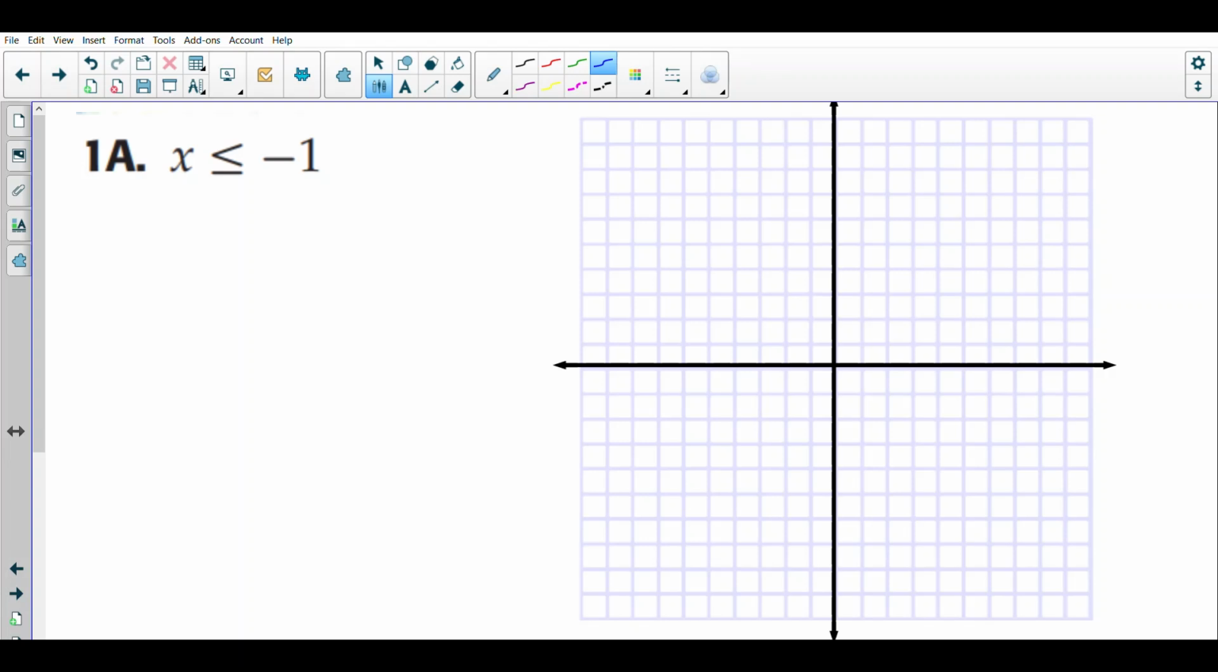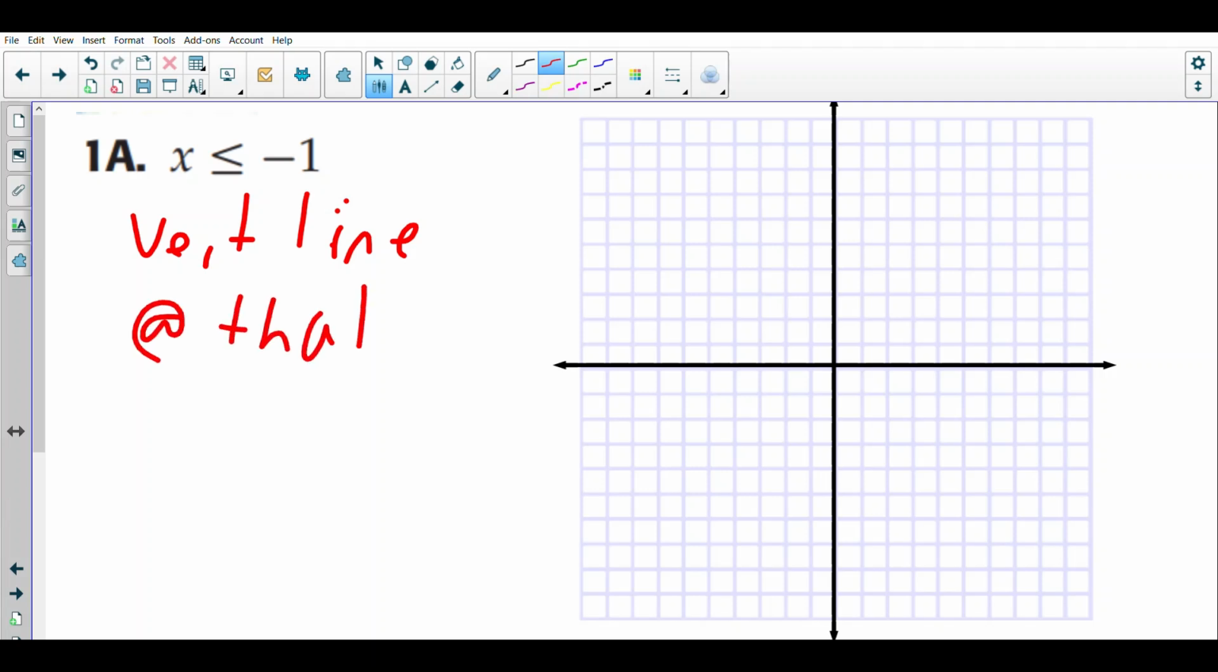Okay. Next one. x is less than or equal to negative 1. Now, in this case, it looks a little bit different. Now, it's just the x. So remember, if we think back, when it's just the x variable, that means it's going to be a vertical line at that point. Okay, and since it's or equal to, it's going to be a solid line. So I go to negative 1 on the x-axis and I draw my vertical line. Okay, so it's pretty vertical, pretty straight.